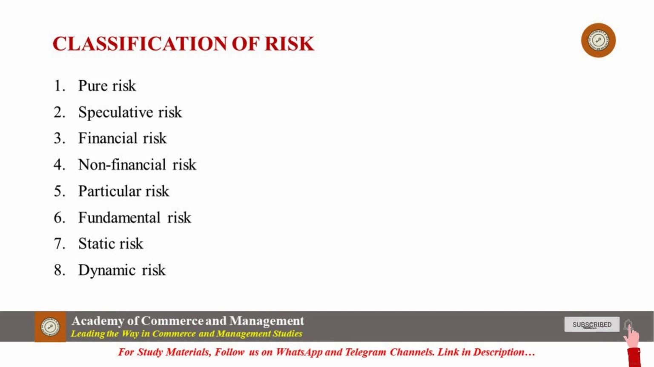Number 5, particular risk. This risk type is for a particular event that comes up with the actions of an individual or group. It affects only a few people or that group. For example, a car accident is usually localized to the involved parties. They get the damages. Insurance policies are available for such risks.